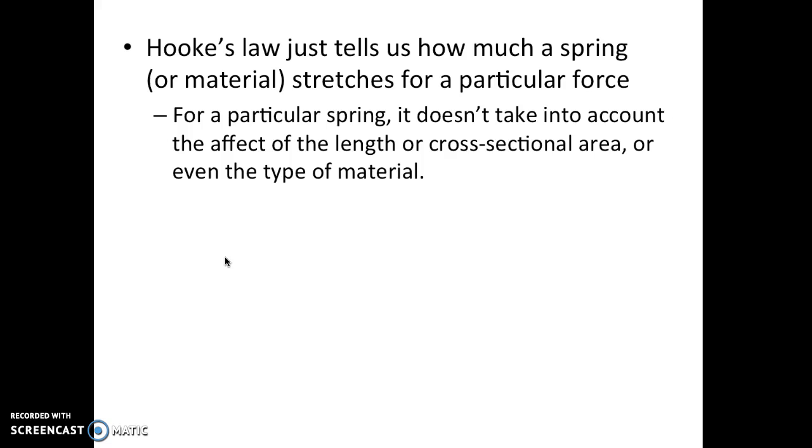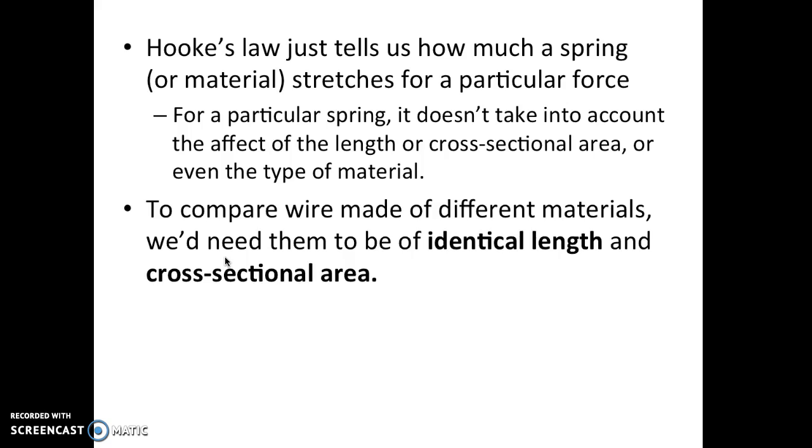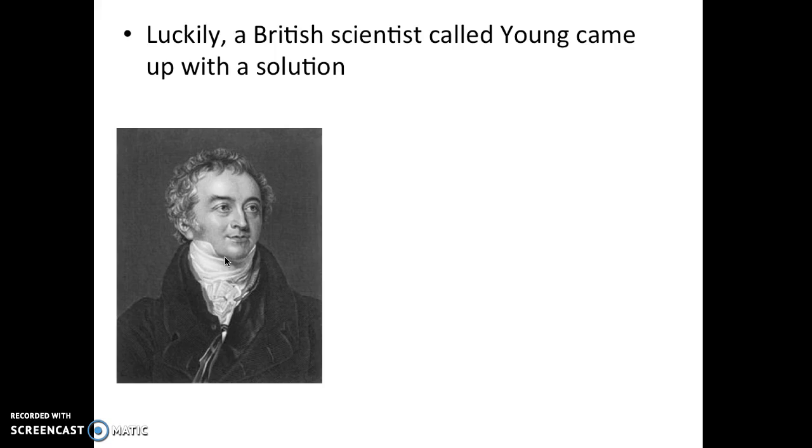This is the problem with Hooke's law. Hooke's law tells us how much a spring or a material stretches for a particular force. So for a particular wire or a particular spring, it will tell me stiffness, but it doesn't tell me the length or the cross-sectional area of that spring or stiffness. So when it comes to trying to compare different materials or different springs, in order to use Hooke's law, I need them to have identical length and identical cross-sectional area every time. Because if they don't, then I don't know how much a different shape of that material is going to deform. Now, this is a problem, but luckily a scientist called Thomas Young came up with a solution.